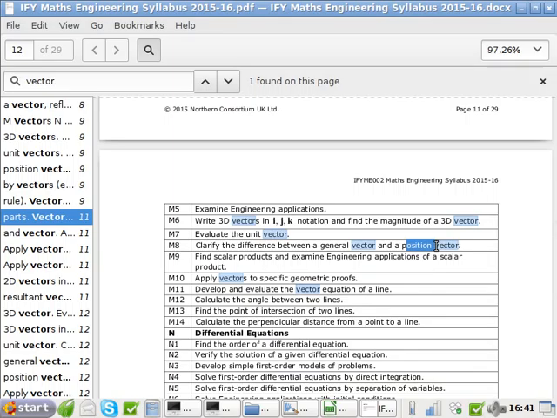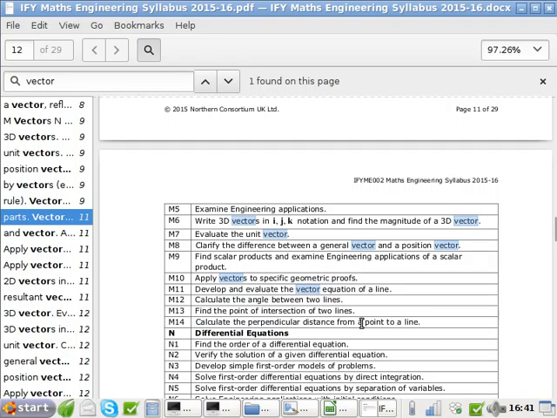And now this engineering and mechanics business, I put that in one lesson, I just called it practical problems. Unit vector, we've done. Clarify the difference between a general vector and a position vector, the Euclidean vector and the position vector and the regular vector. Apply vectors to geometric proofs. We've done that one today.